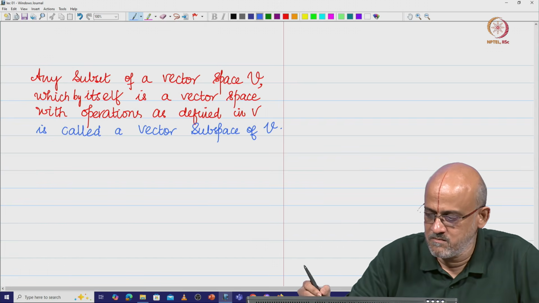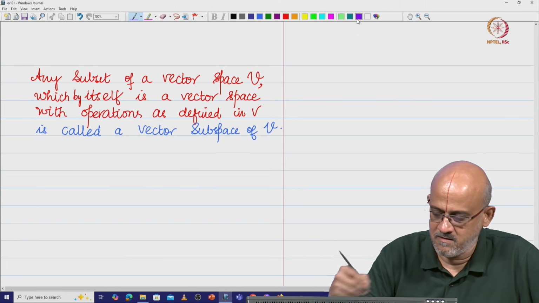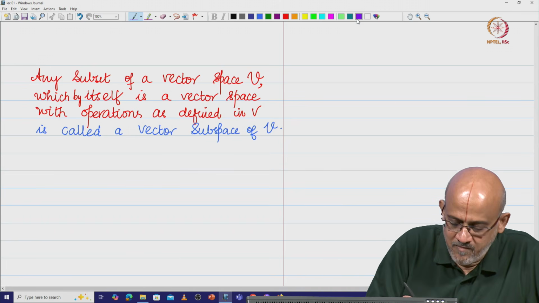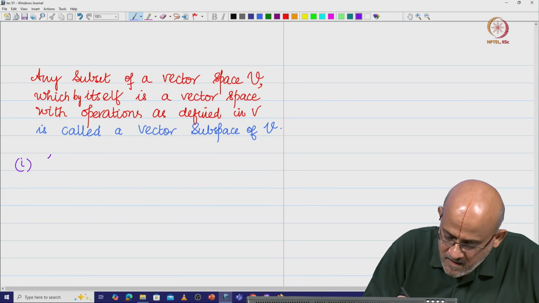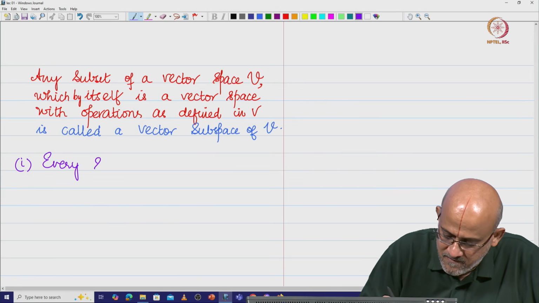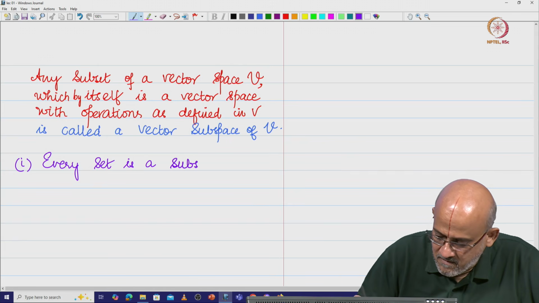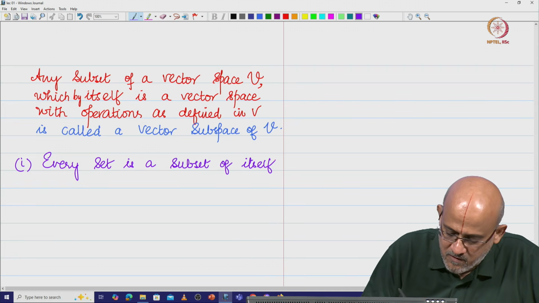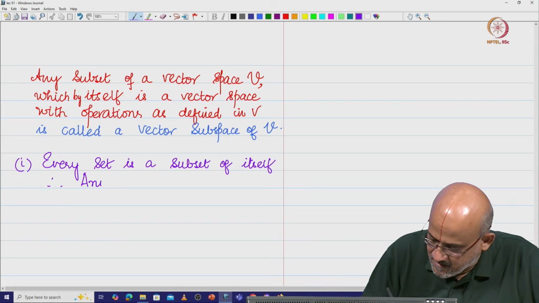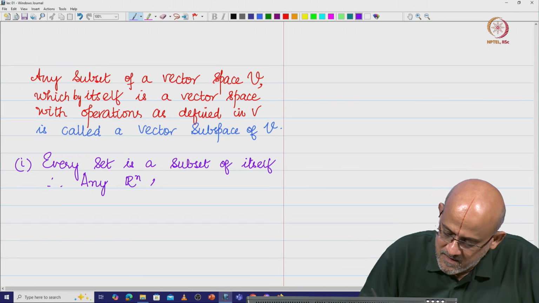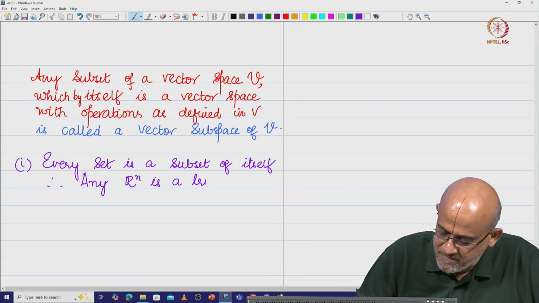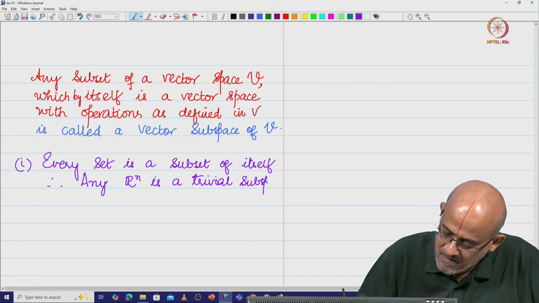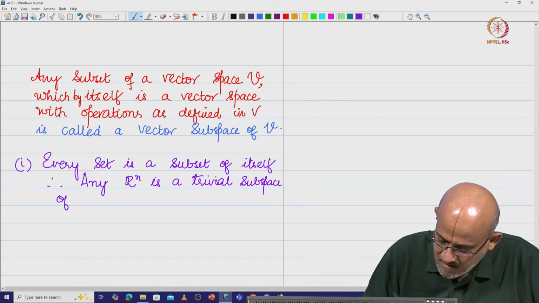Now let us consider two more examples and then probably see if we can make some interesting things. So the first thing is, note every set is a subset of itself. Therefore, any Rn is a trivial subspace of Rn.